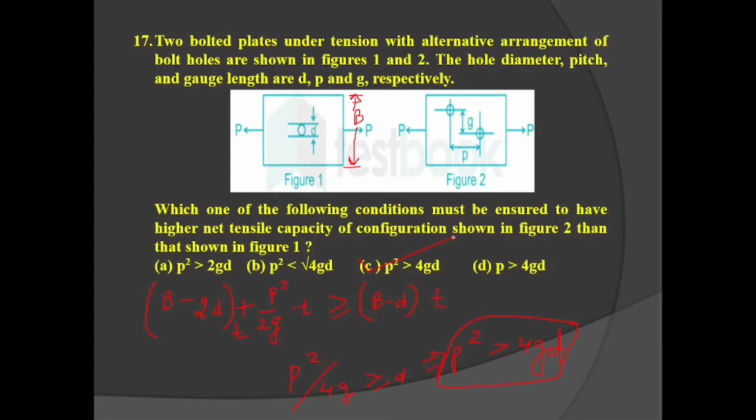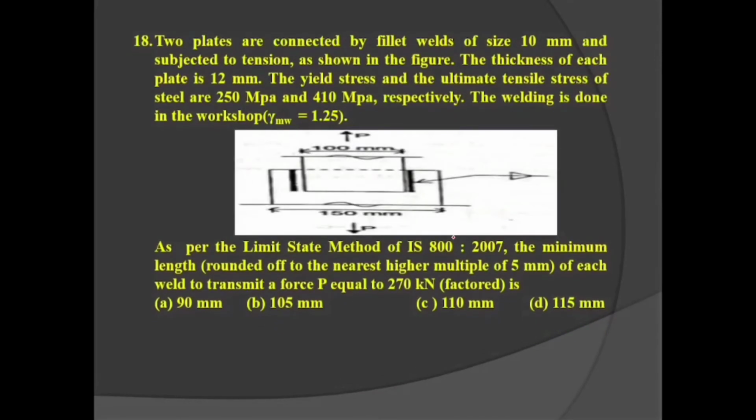Okay, now let's move towards question number 18. Two plates are connected by a fillet weld of size 10 mm and subjected to a tension as shown in the figure. The thickness of the plates is 12 mm, and the size of the weld is 10 mm. Yield stress Fy is 250 megapascal and ultimate Fu value is 410 megapascal. Welding is done in the workshop. Workshop means a partial factor of safety of 1.25 is taken.